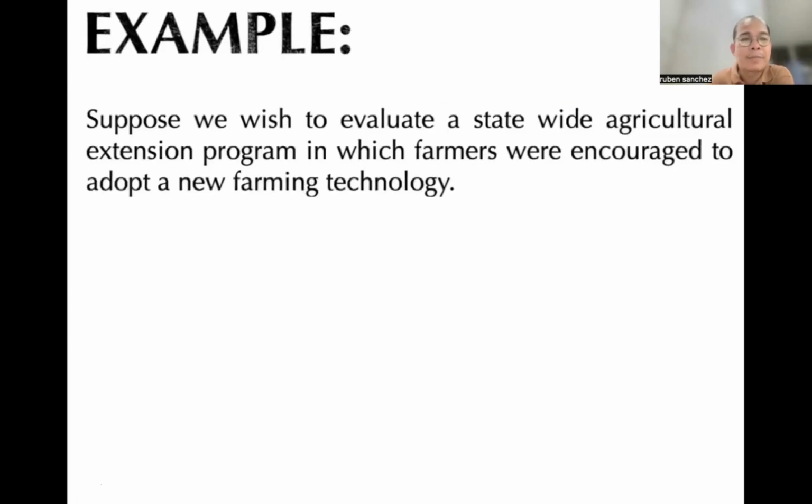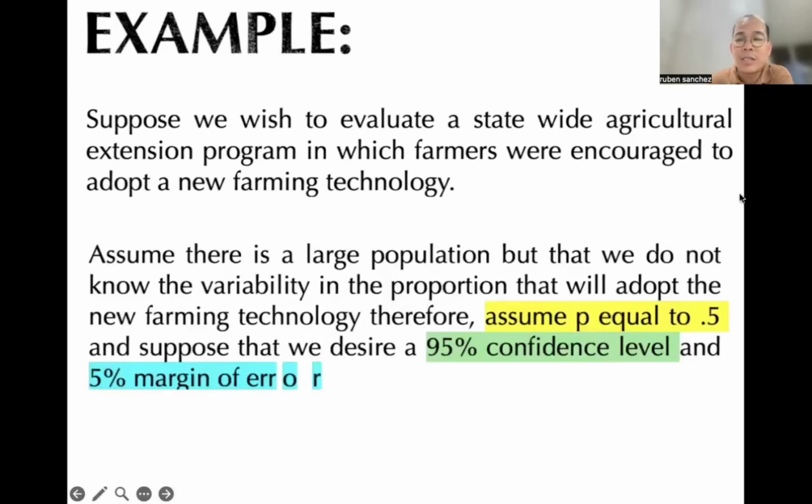Let's have an example. Suppose we wish to evaluate a statewide agricultural extension program in which farmers were encouraged to adopt a new farming technology. In this case, we can assume that there is a large population, but we do not know the variability in the proportion that will adopt the new farming technology. Therefore, we can assume p equals 0.5, and suppose that we desire a 95% confidence level and the margin of error is 5%.